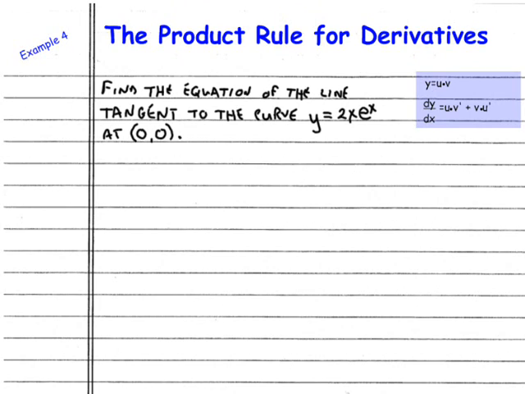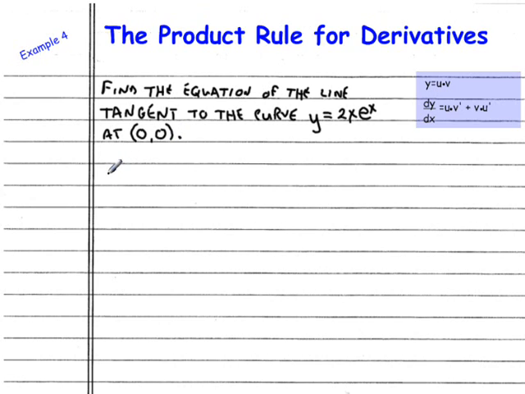In this problem, we're doing a little more than just finding derivatives. You can see that the problem is stated: find the equation of the line tangent to the curve y equals 2x e to the x at (0, 0), which of course we interpret as the origin being the point of tangency. We're looking for the tangent line that is tangent to the curve at (0, 0).